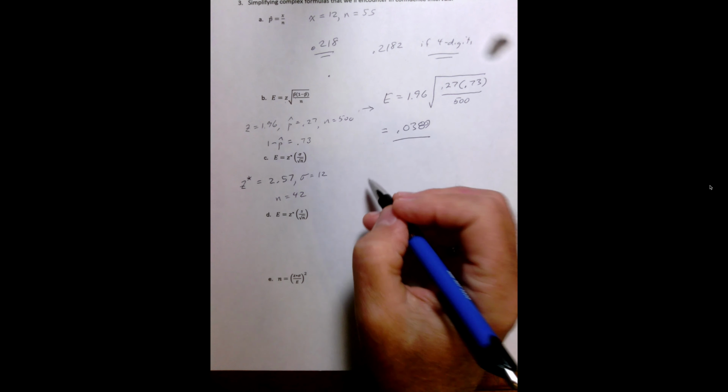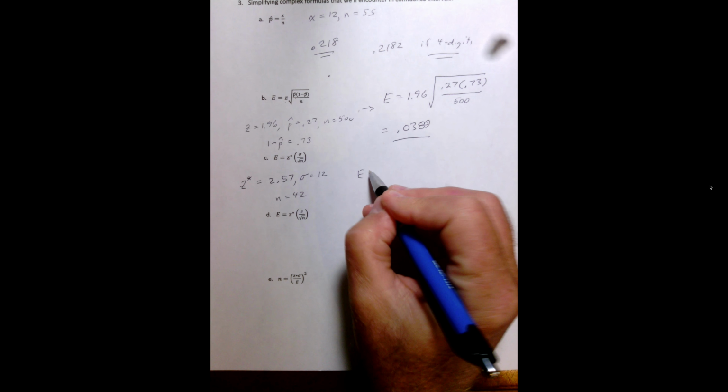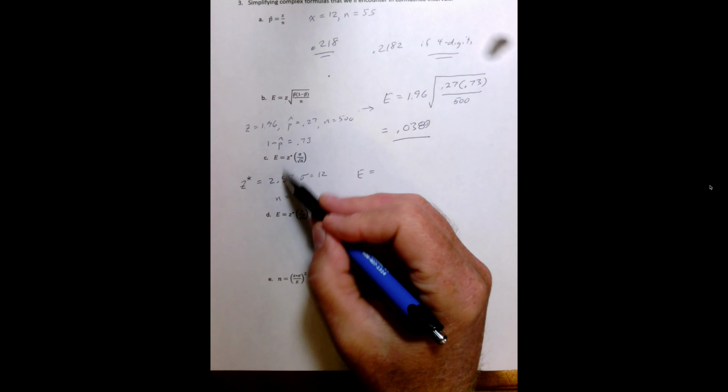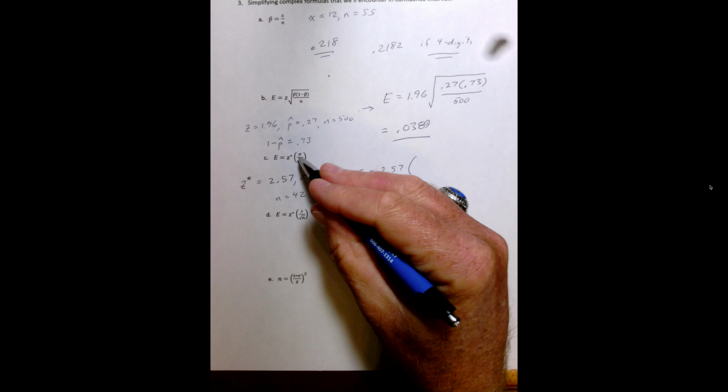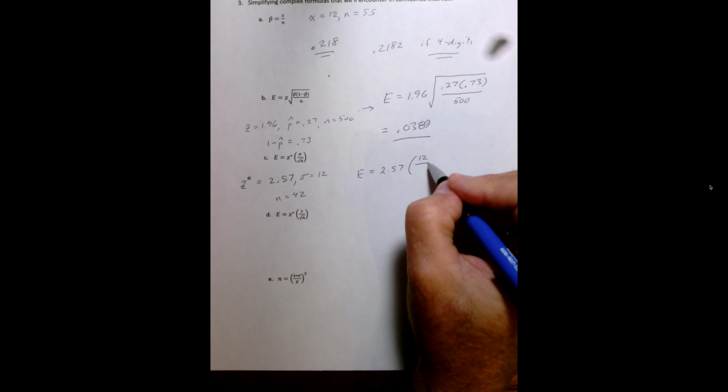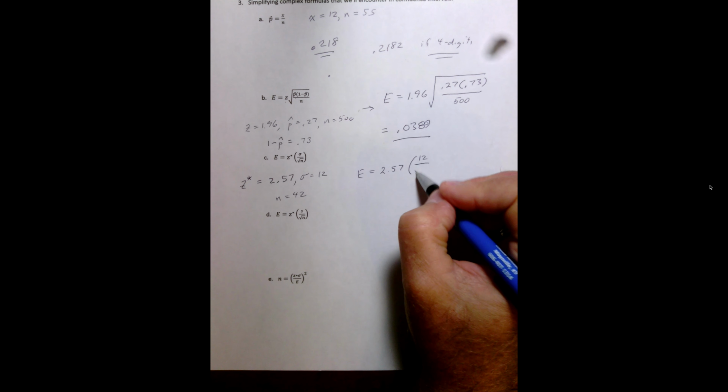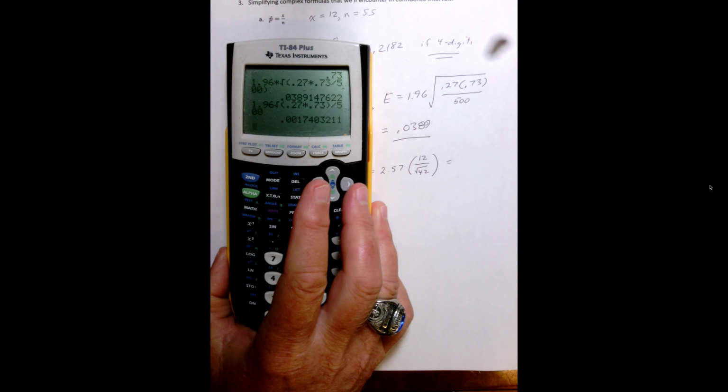So if we're going to put this in our calculator, first thing I'm going to do is write it out. So my Z star is 2.57. My sigma is 12. And my square root of 42 is there. Now here's a situation where I don't have everything under the square root. I just have the denominator.